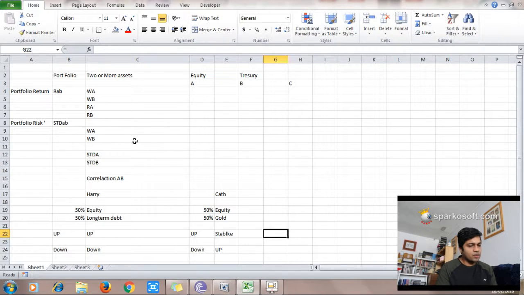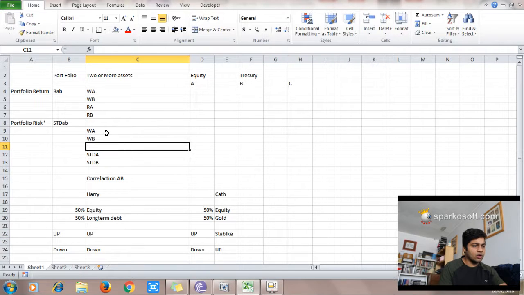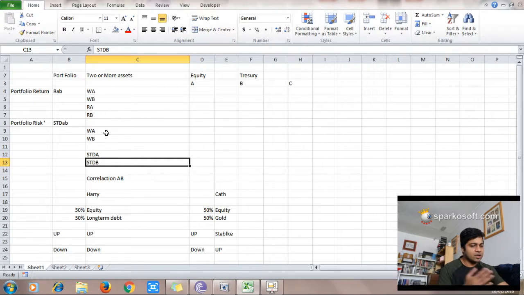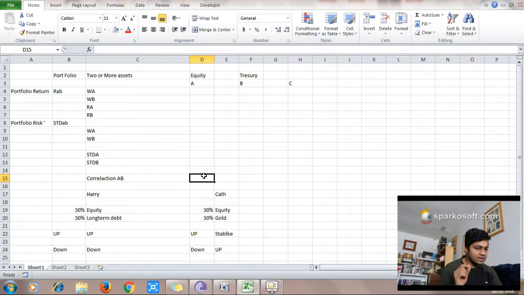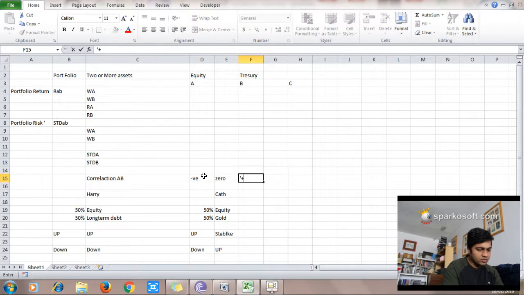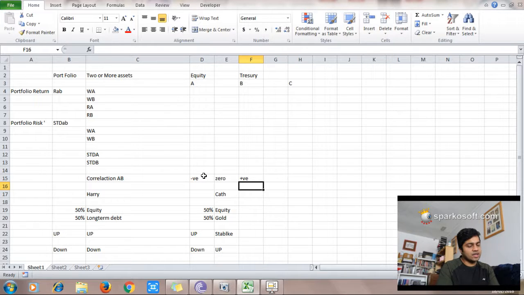So risk of a portfolio depends on the weight, the allocation towards the respective assets. It depends on the risk of the respective assets, the standard deviations of those assets, and it also depends on correlation. The benefit of risk reduction is achieved when you add assets that are either negatively correlated or have zero correlation. When they have positive correlation, it doesn't reduce any risk.